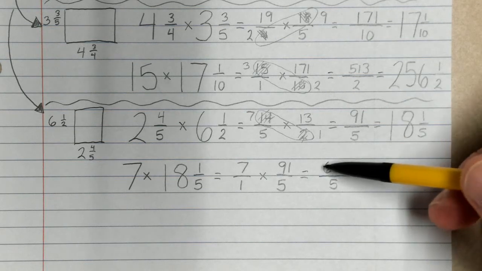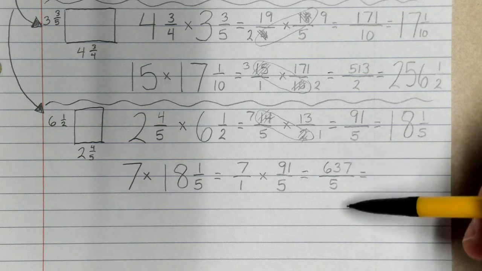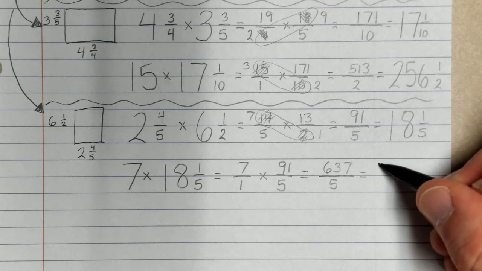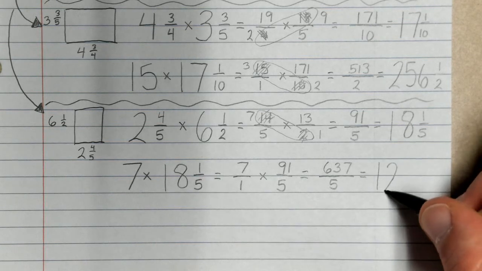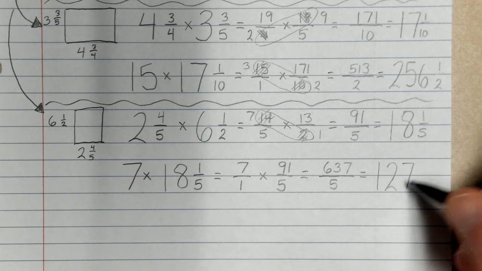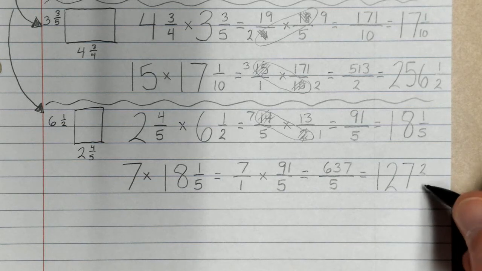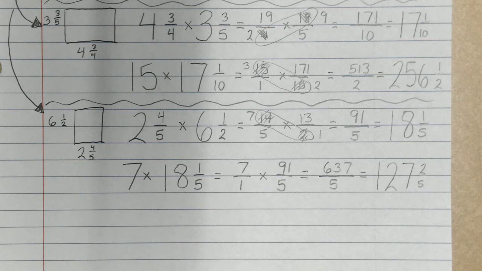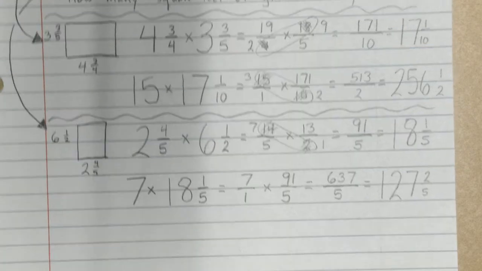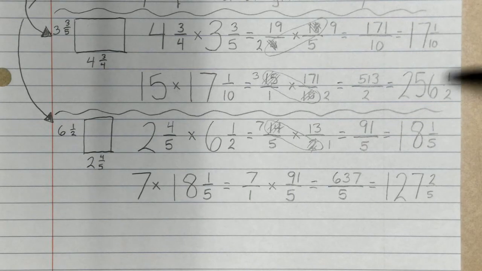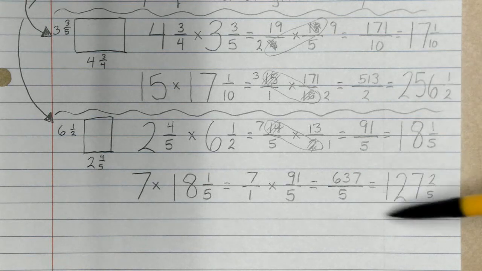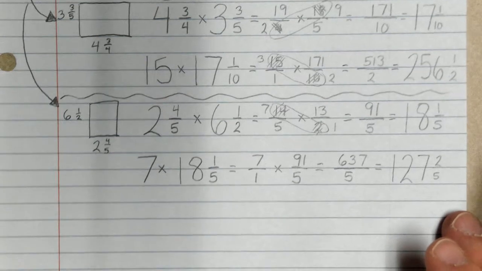Now, we'll turn this into a mixed number, excuse me. Remember, you're going to divide 637 divided by 5. If you do that correctly, you should get 127 and 2 little fifths, a remainder of 2, 2 fifths left over. So now we know how much glass we need for the first type of window. We know how much glass we need for the second type of window.